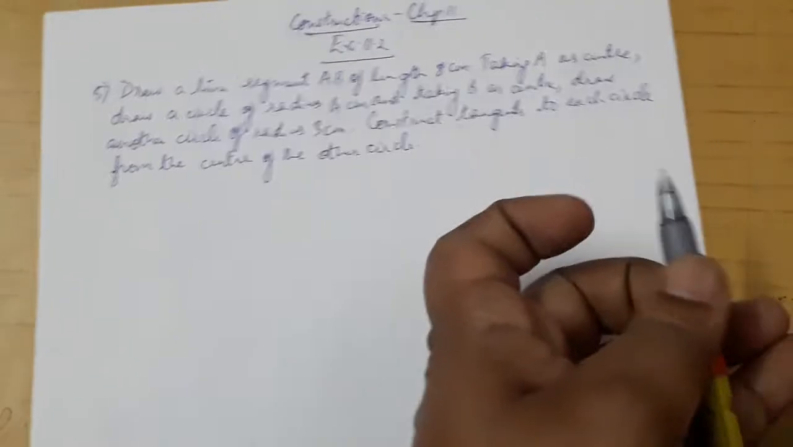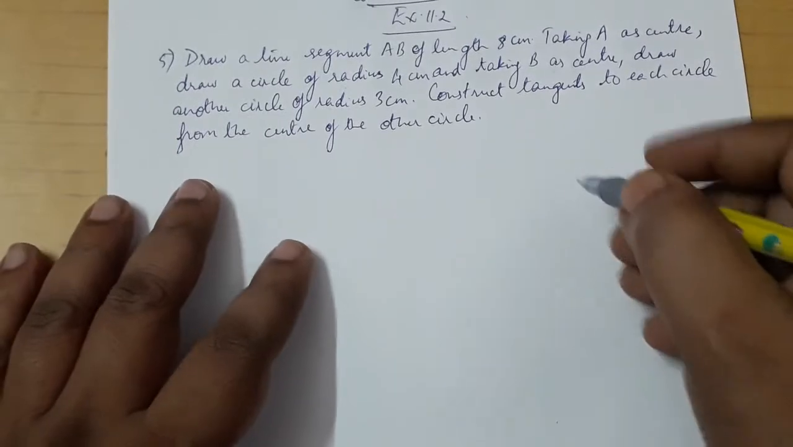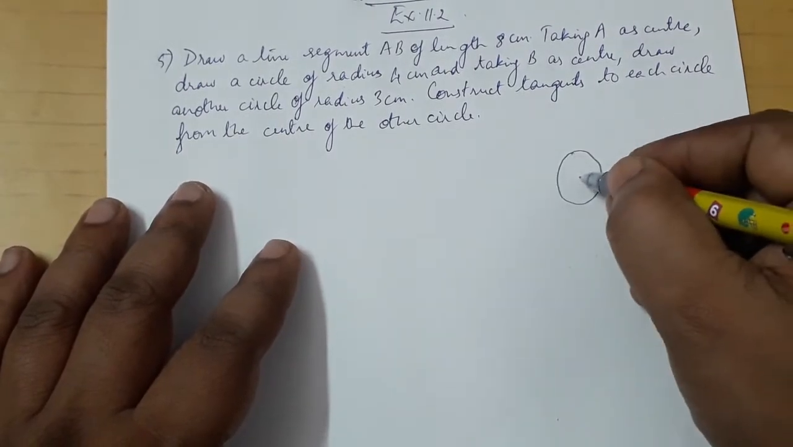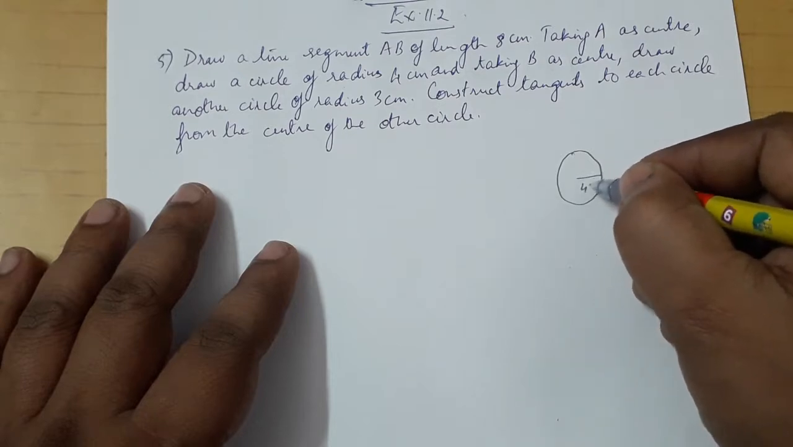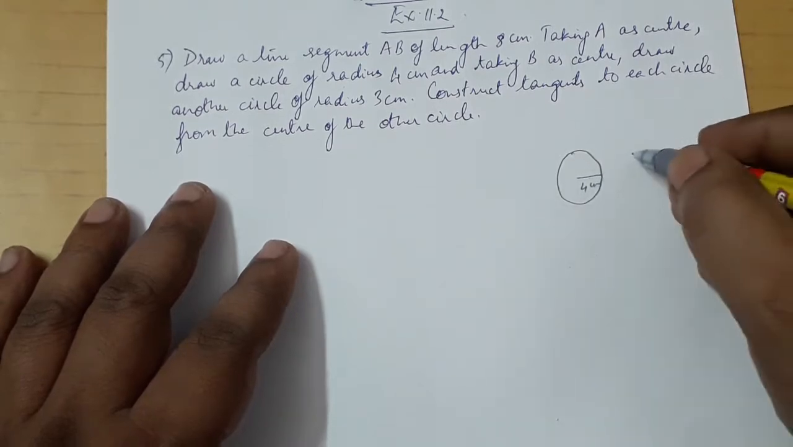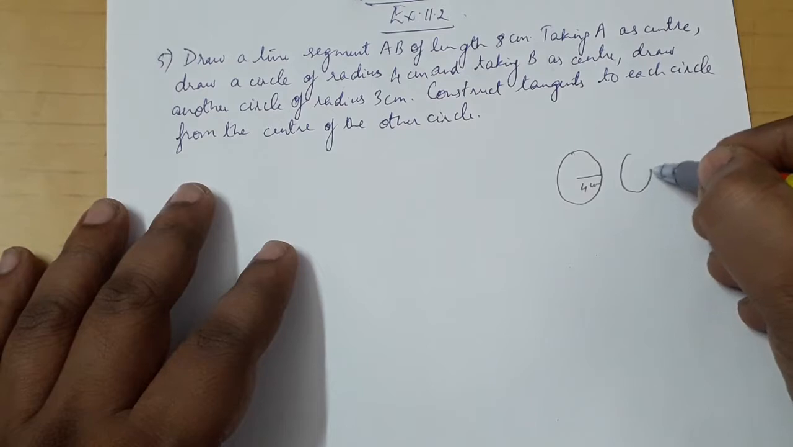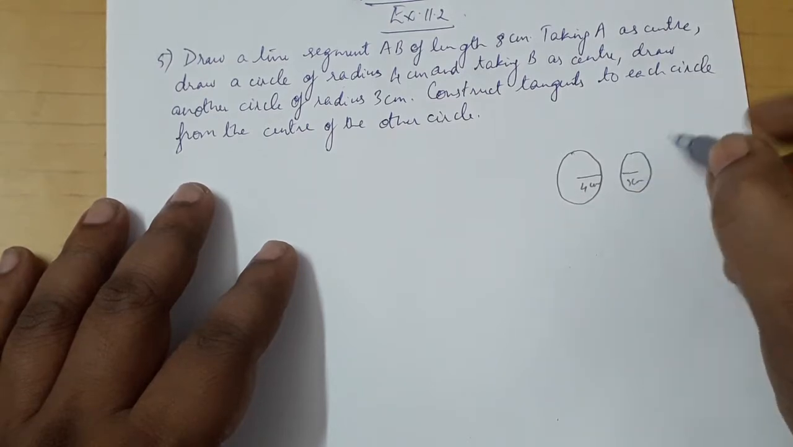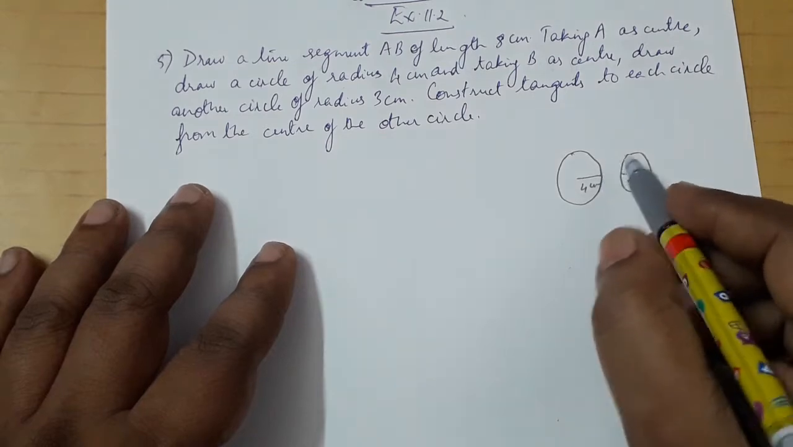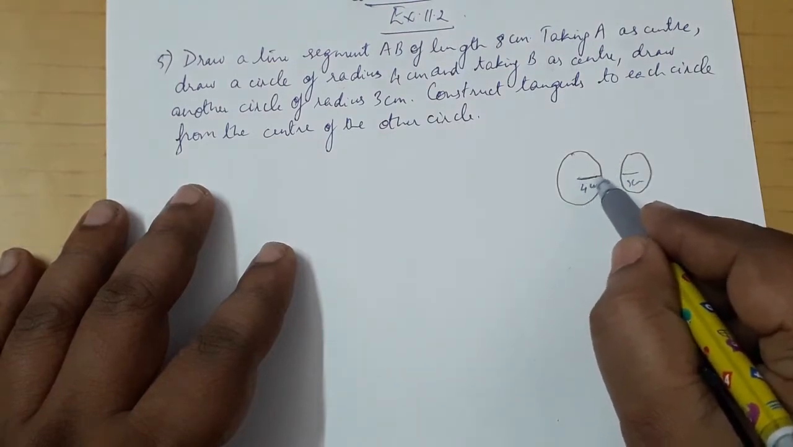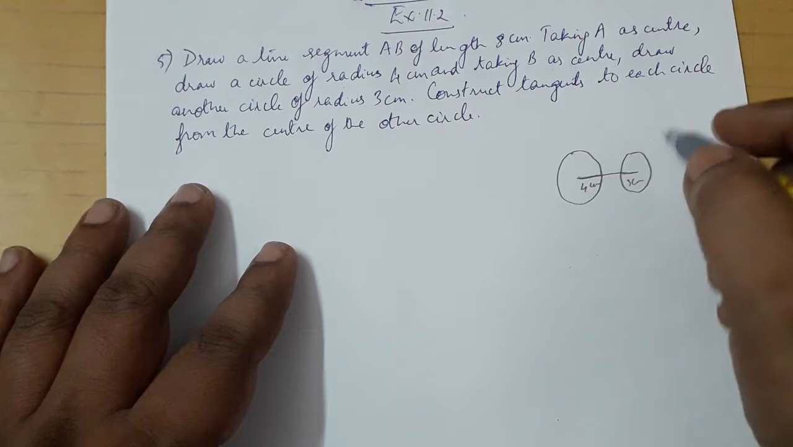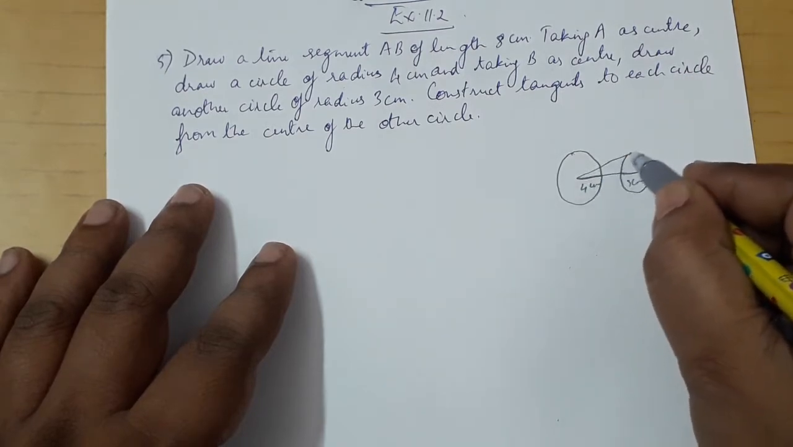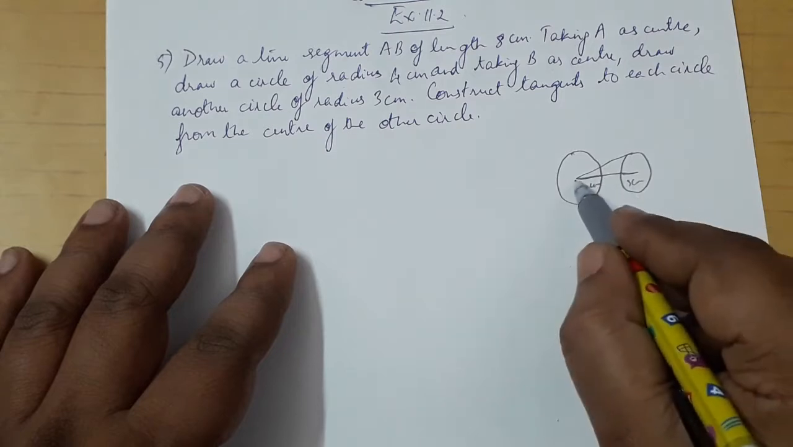In other words, what it means is we have two circles. One circle will be bigger than the other. This will have 4 centimeters as the radius. Then we have another smaller one having a radius of 3 centimeters. What it's saying is we have to take this entire length of 8 centimeters and from their centers we need to draw the tangents, something like this.